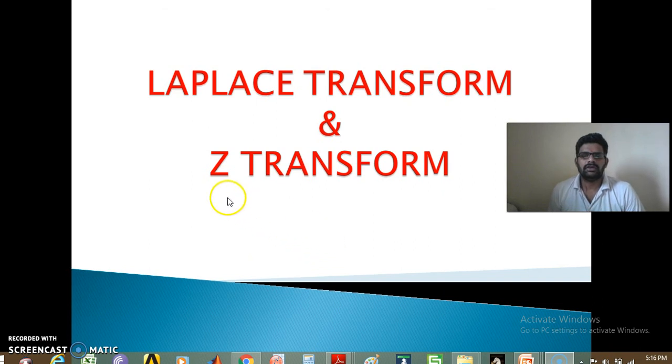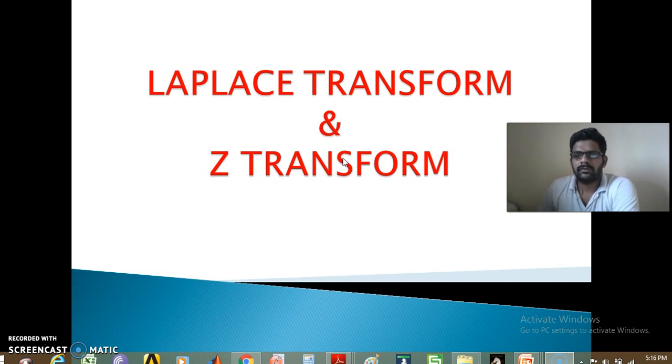So the fifth unit is Laplace transform and Z transform. It consists of two transform functions: one is Laplace transform, the other one is Z transform. Laplace transform is the transformation tool that is applicable on continuous time signals, whereas Z transform is the transform tool that is applicable on discrete functions.